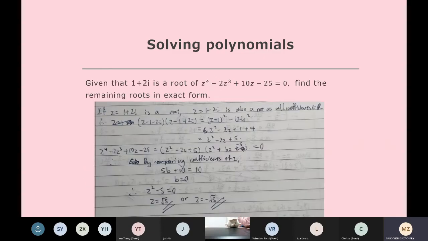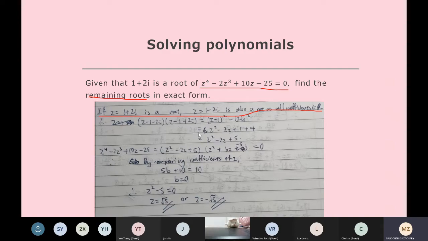Okay, next. Alright, so continuation from that question. If 1 plus 2i is a root of this, find the remaining roots. So what you see I've written over here is basically what I said just now. In exams, if you write just this, they are not gonna penalize you, they'll actually give you the mark because you're showing that you actually understand the concept.